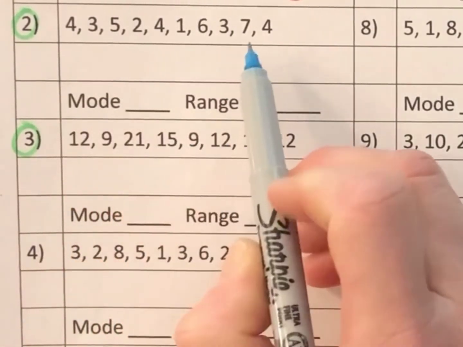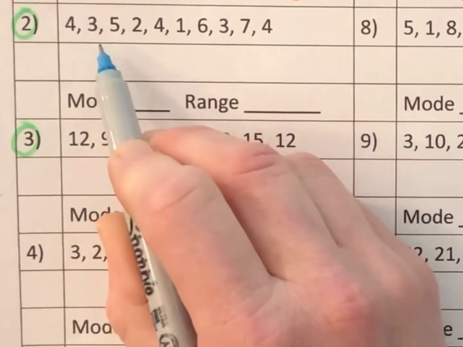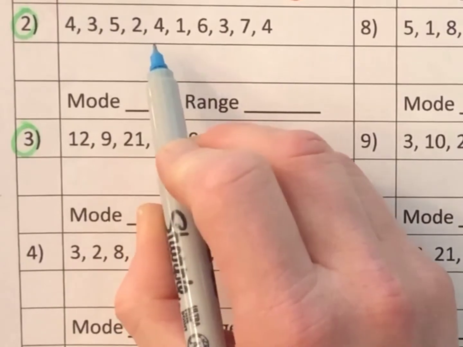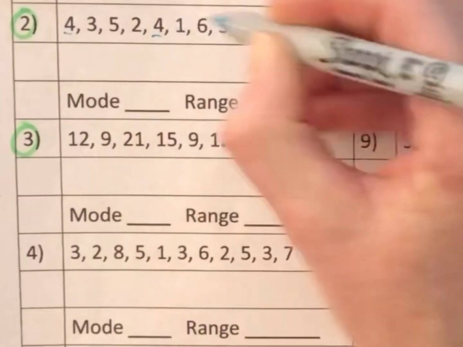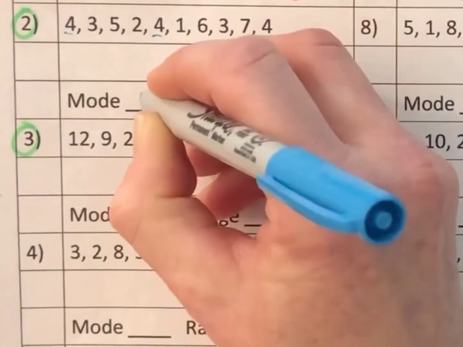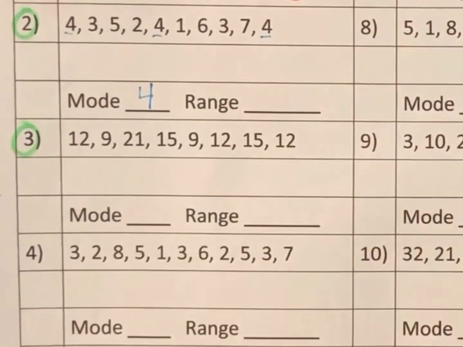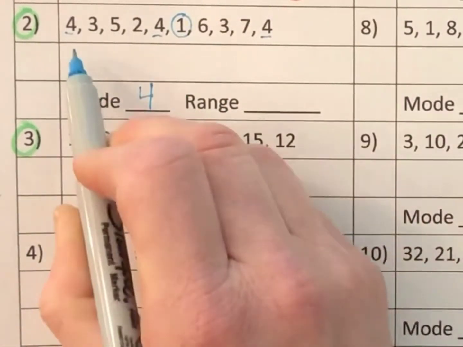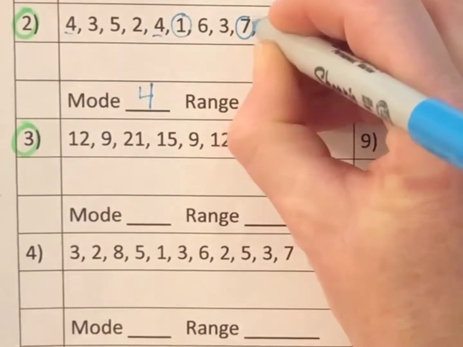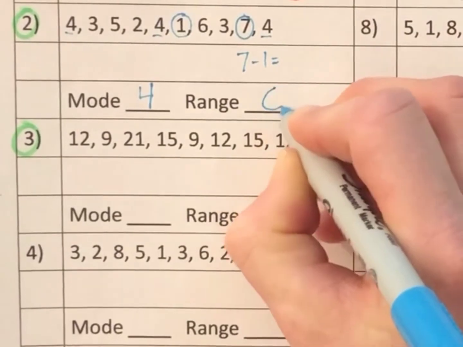4, 4, 4. There are 3 4s, there are 2 3s, 1 5, 1 2, and 1 1. So my mode is 4 because I've got 1, 2, 3 4s. I've got more 4s than anything else. To find the range, what I always do is I find the smallest number, which is 1, and the biggest number, which is 7. So 7 minus 1 is 6, so the range is 6.